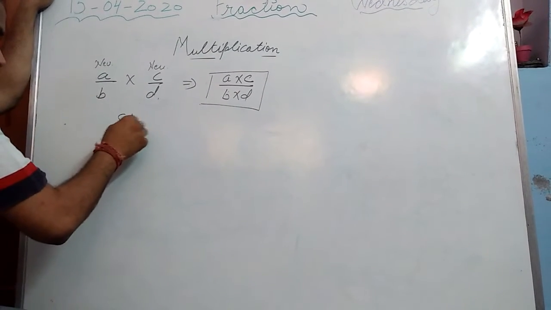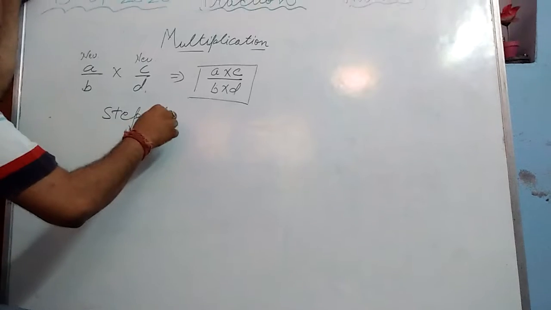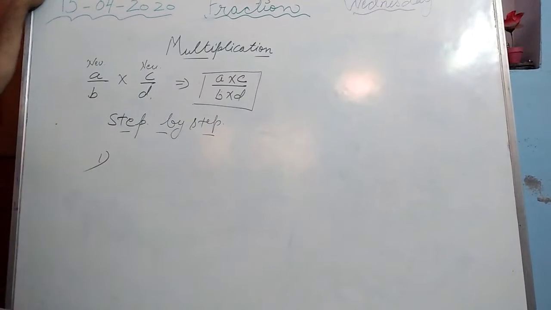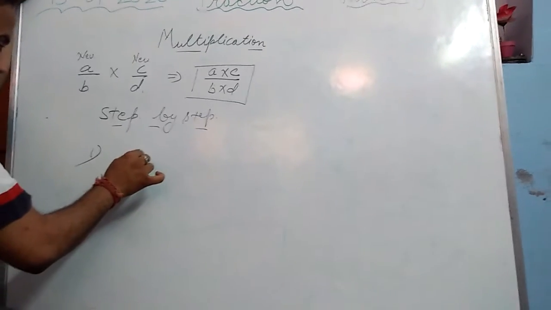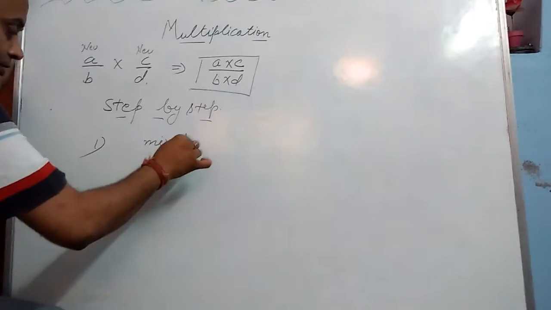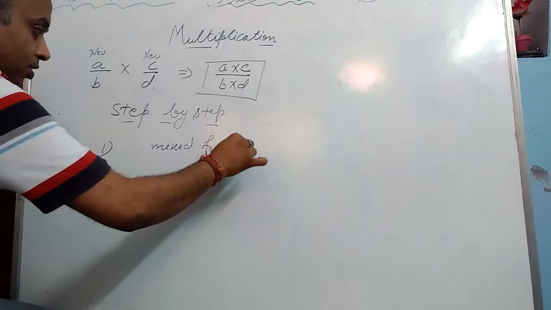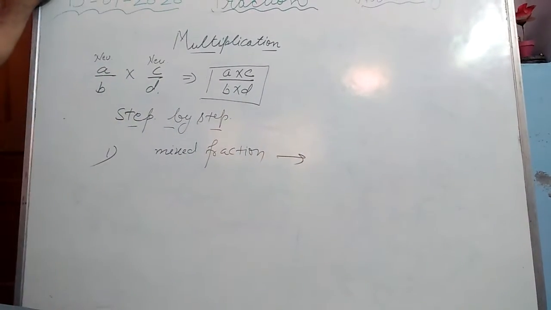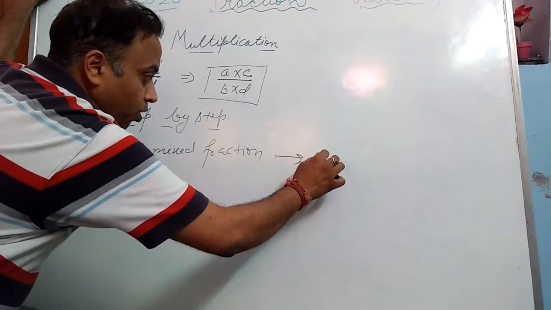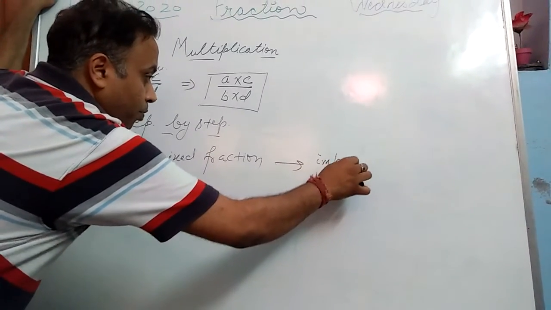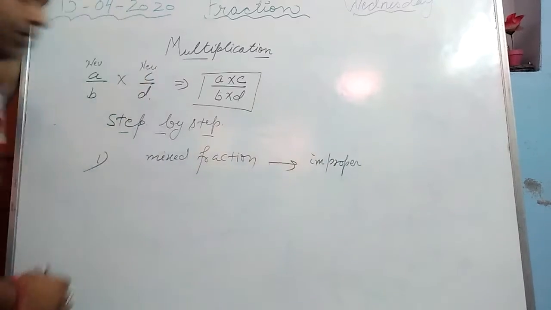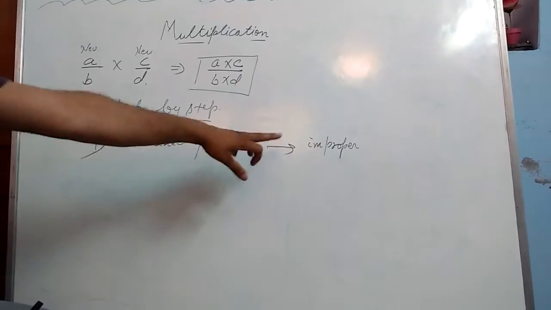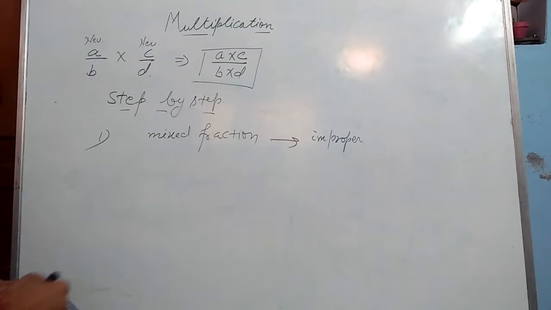We are moving step by step. In my first step, if a mixed fraction is given to you, my first step is to convert this mixed fraction into improper form. If a mixed fraction is given, then my first step is that the mixed fraction is converted into an improper one.